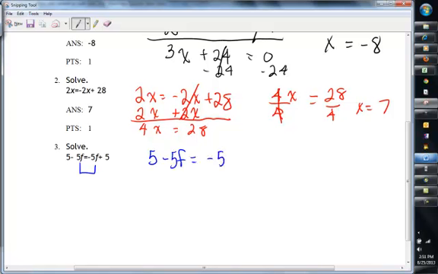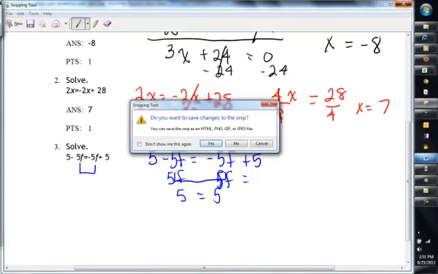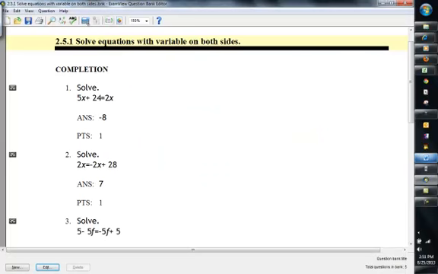Last one of this kind, we have a 5 on each side, so we have 5 minus 5f equals negative 5f plus 5. In this case, we've got a problem because the f's are the same on each side. So if we add 5f to each side, we get 5 equals 5, which is obviously true. So there's nothing we can do with that one. We would say that one has multitudinous solutions.